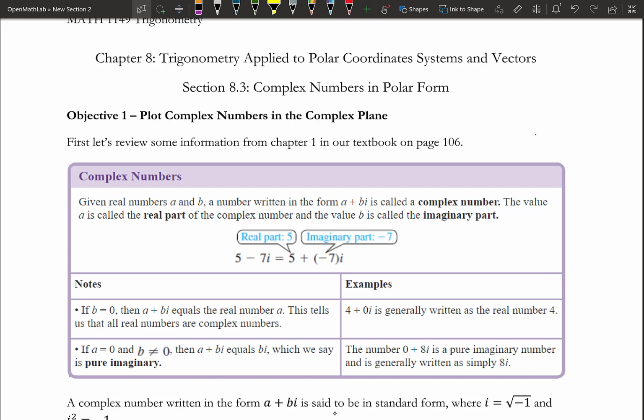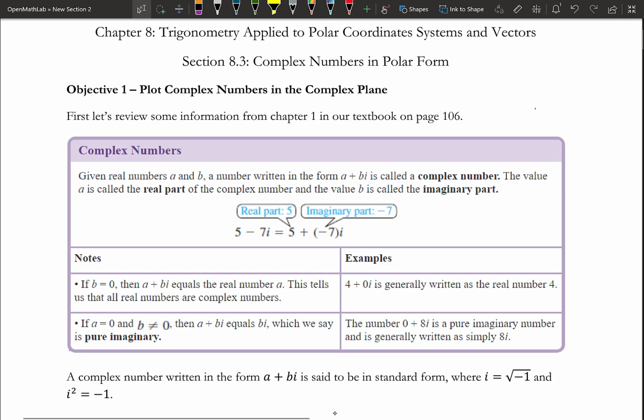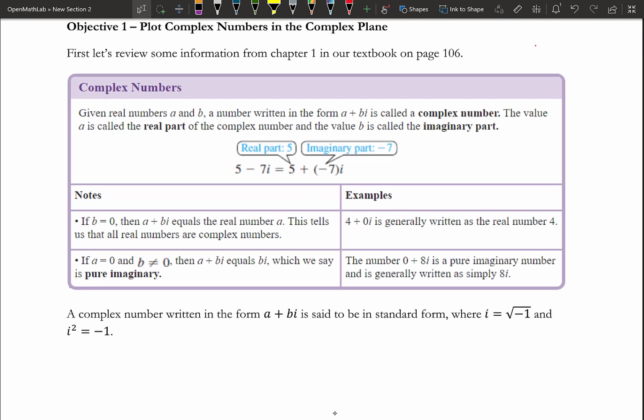Right. So if you took college algebra, you should have talked before about complex numbers. It's currently in our textbook in chapter 1. So I pulled some information just to review in objective 1 about what a complex number is. Just a refresher: given real numbers a and b, a number written in the form a plus bi is called a complex number. The value a is called the real part of the complex number, and the value b is called the imaginary part, right? So here's just a quick example.